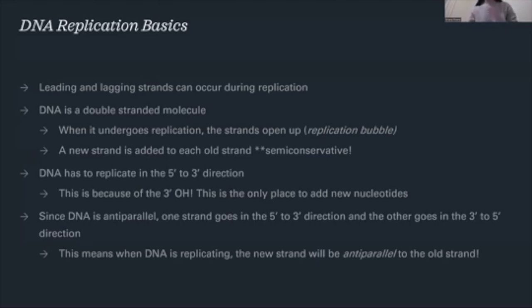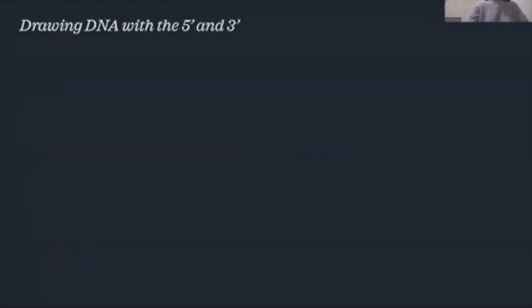And since DNA is anti-parallel, that means that one strand goes 5' to 3', and the other strand would go 3' to 5'. So they're going to go in opposite directions. So whenever DNA is going to be replicating, the new strand has to be anti-parallel to the old strand. And I'm going to demonstrate that really quick right here.